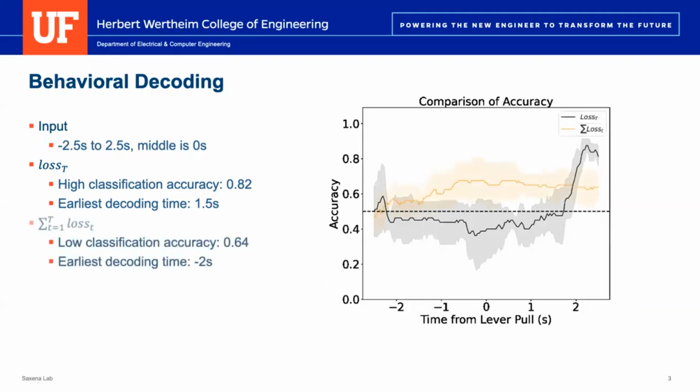If we consider the loss at each time step, the orange curve here, the final accuracy is lower, only 0.64, but the decoding accuracy can be above chance level 2 seconds before behavior initiation. Although we would like to have the model perform binary classification, we want to retain the high classification accuracy achieved by our first network. Thus, we have two goals: have a model that classifies the behavior as accurately and as early as possible.